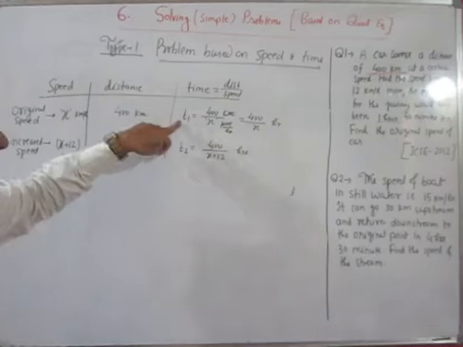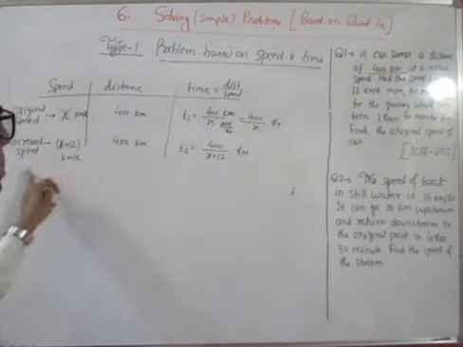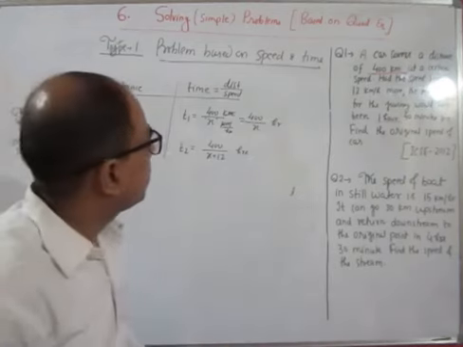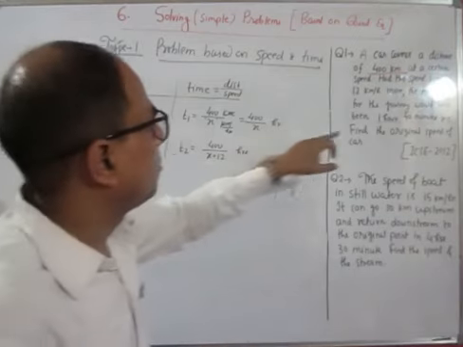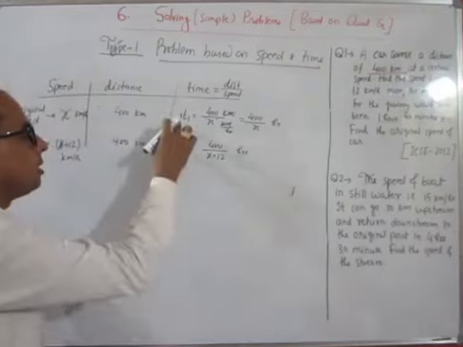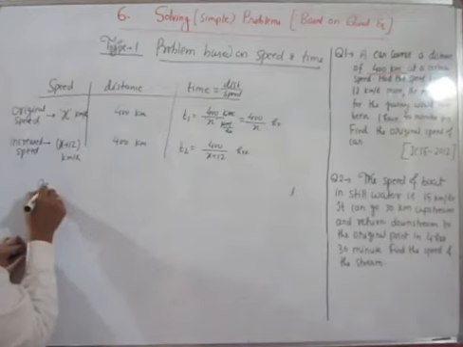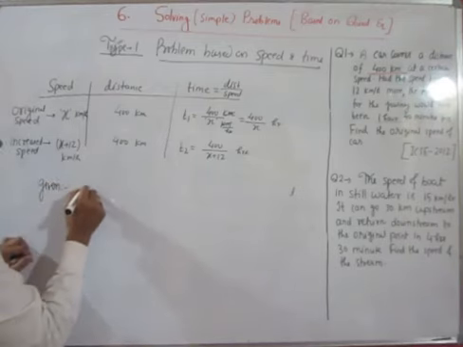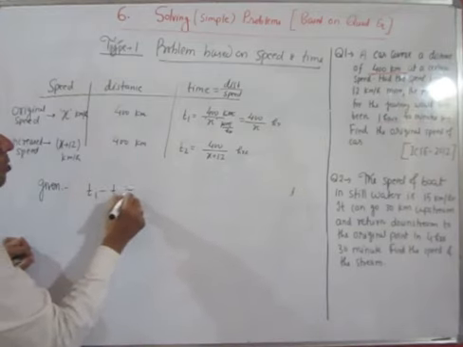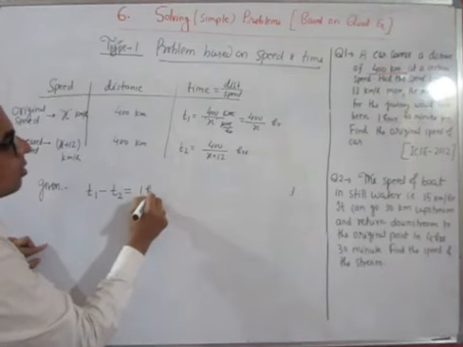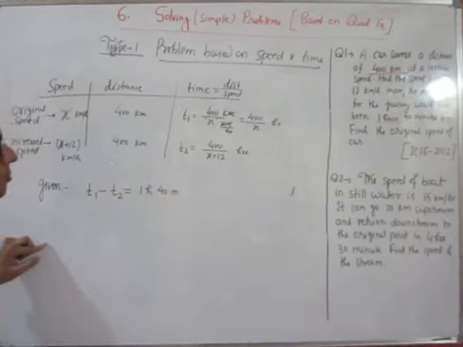So this is the time taken with the original speed, and this is the time taken with the increased speed. And in the question it is given that if speed increases, then time decreases by 1 hour 40 minutes. It means the difference between these two times must be equal to 1 hour 40 minutes. So T1 minus T2 is equal to 1 hour 40 minutes.